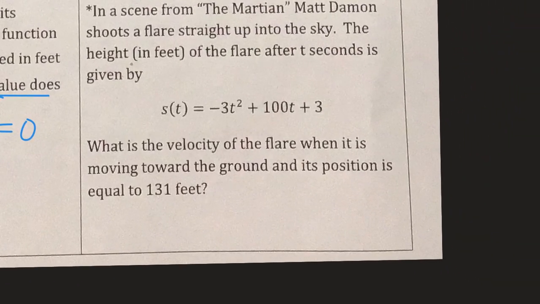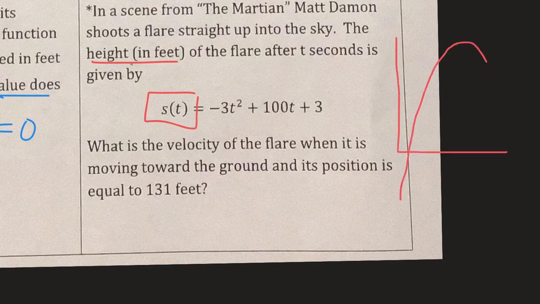Let's see. This is a position, right? The height in feet, so that's the position, is given by this function. I'm sure this is some type of negative quadratic, so maybe it goes like that. We want to know the velocity of the flare when it's moving towards the ground. Towards the ground is the right side of our graph. When its position is 131 feet, so maybe this is 131, this is the time when it's going up, so we want to figure out the time right here, when it's coming down.